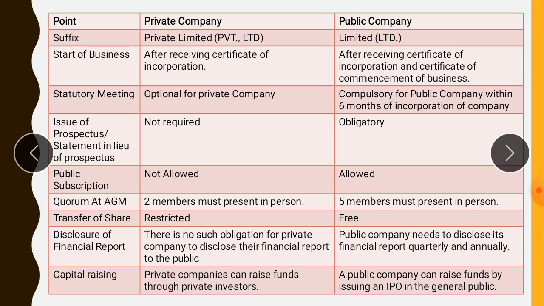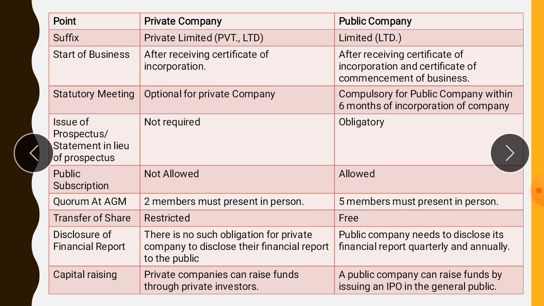Next point, start of business. Private company can start its business after receiving the certificate of incorporation, that is registration certificate. But in case of public company should receive commencement of business certificate after the incorporation certificate, because without commencement certificate, public limited company cannot start its business. So public company has to get commencement of business certificate, and then they can start their business.